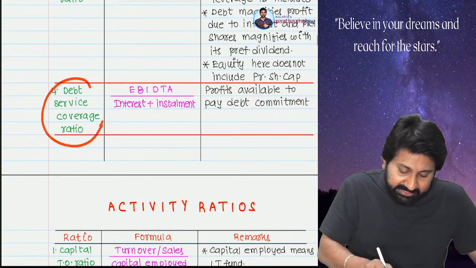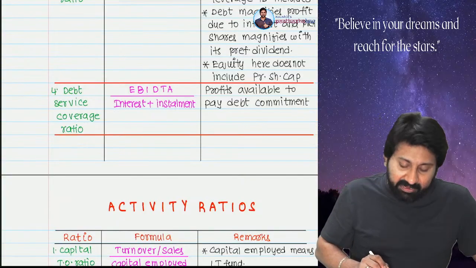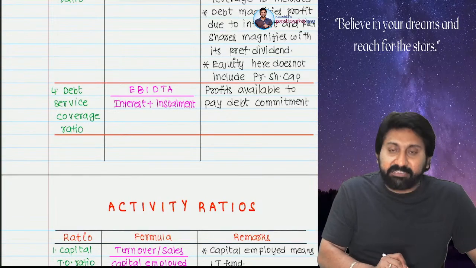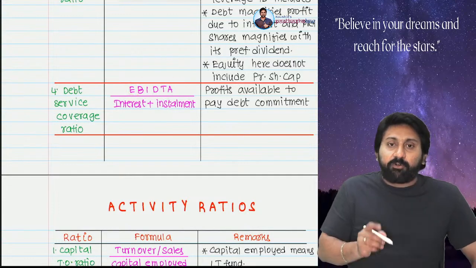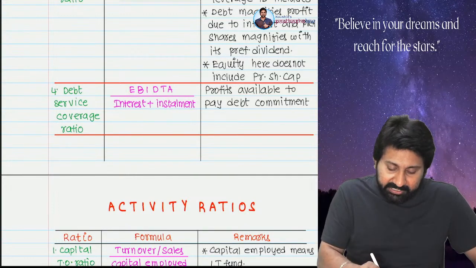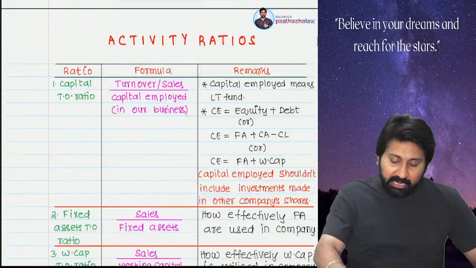Next, debt service coverage ratio. Debt service coverage ratio means what? EBIDTA, earnings before interest, depreciation, tax and amortization, divided by interest plus installment.